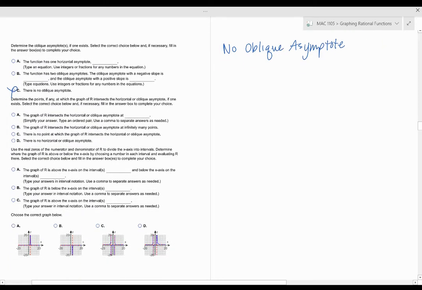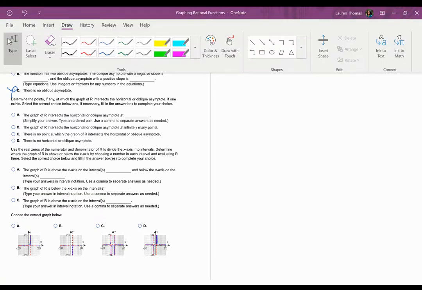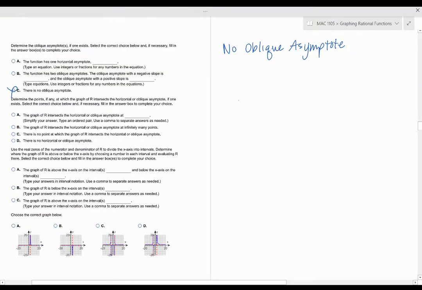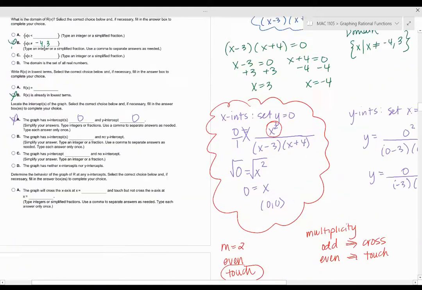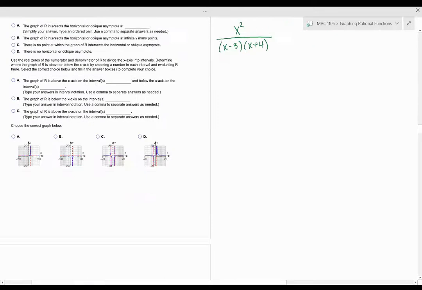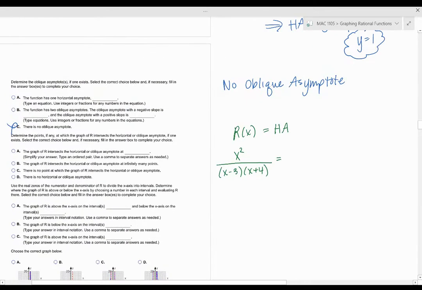Then it says determine the points, if any, for which the graph of R intersects the horizontal and oblique asymptote. If we want to solve for that, we take our function and set it equal to our horizontal asymptote to see if we get a true statement or we can solve for values. My function was x squared over x minus 3 times x plus 4. I think I got those signs right. Let's check. Minus 3 plus 4, yep. We're going to set it equal to our horizontal asymptote, which we just found was y equals 1. So I'm going to set it equal to 1.